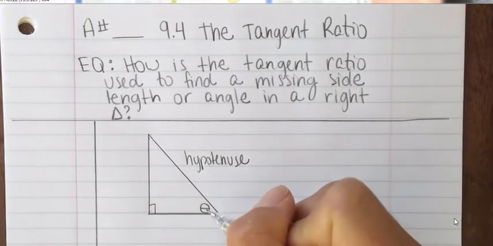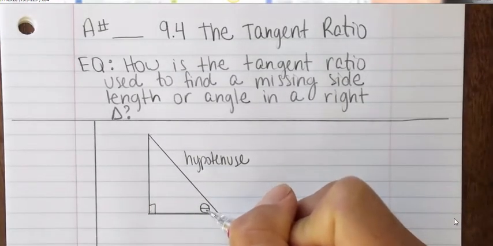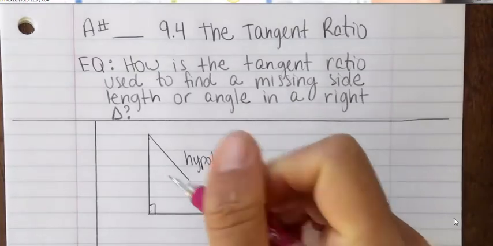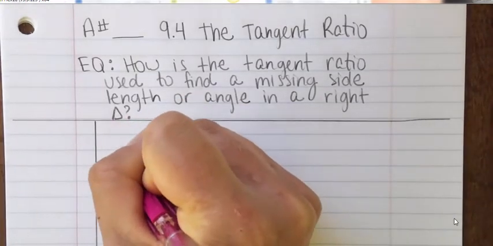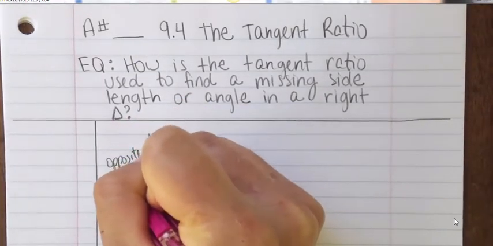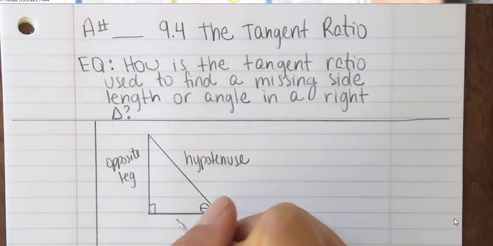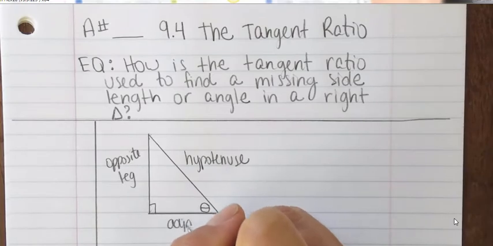Okay, and if I think about this angle, then I have two legs in relation to that angle. One of them is opposite because it does not touch that angle. So this would be my opposite leg. And the other one is the adjacent leg because it touches that angle. So we'll call this the adjacent leg.